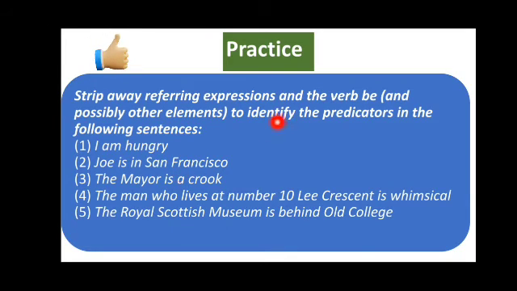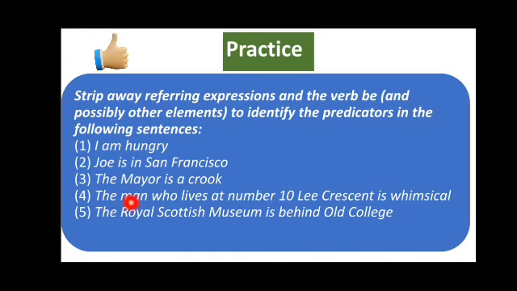As an instruction, it is told to us. "The mayor is a crook." So what is a referring expression? The mayor is a referring expression, and is is the to be verb. So you have to strip away the mayor and then the to be verb is. So what is left? That is a crook. So a crook is then a predicator.